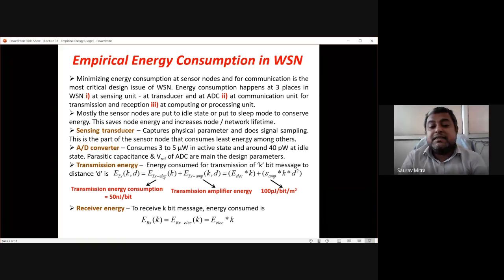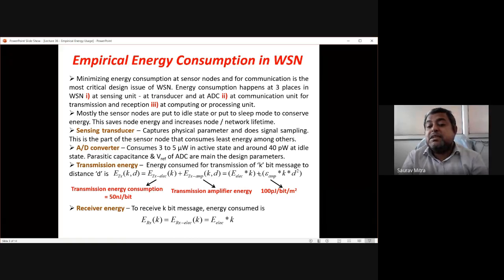So E_TX-elec of K is E_elec into K, and E_elec is nothing but 50 nanojoule multiplied by K, so 50 into K nanojoules. And the transmission amplifier power is given by epsilon_amp multiplied by K into d square. What is K? K is the number of bits, and d is the distance over which the K bits are to be transmitted.